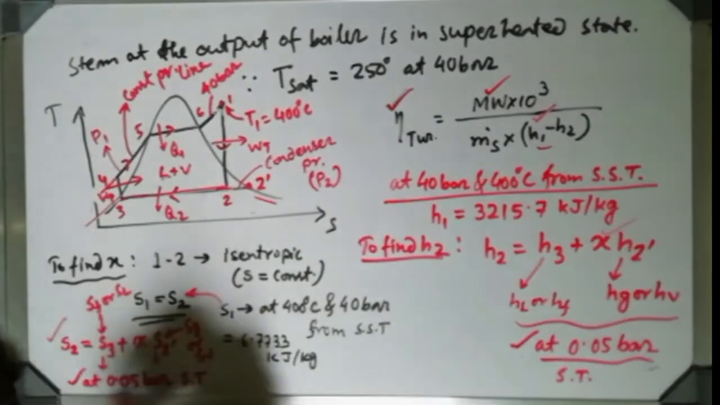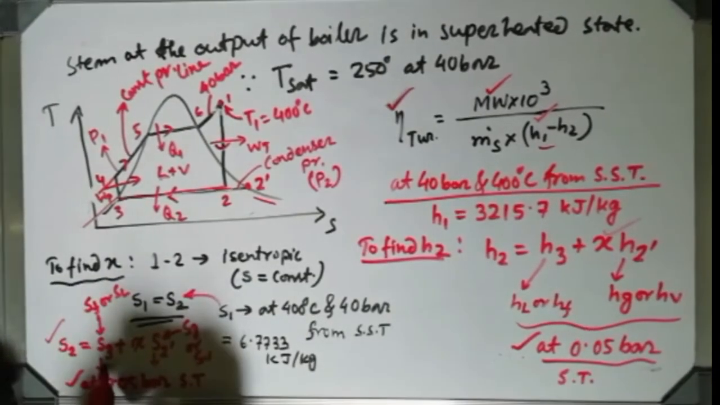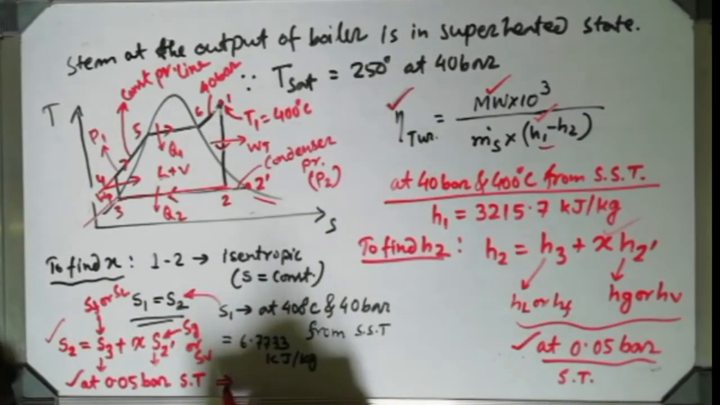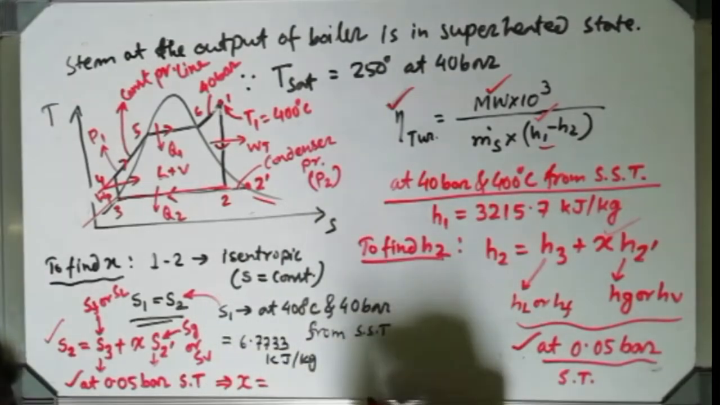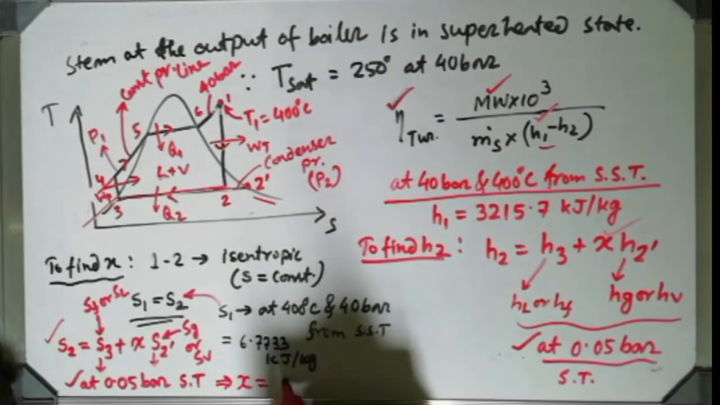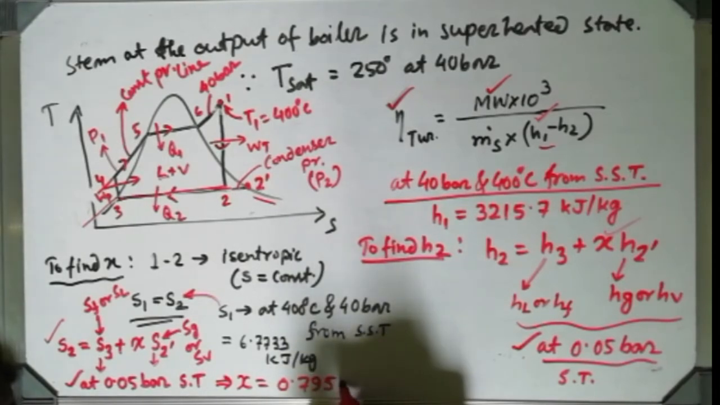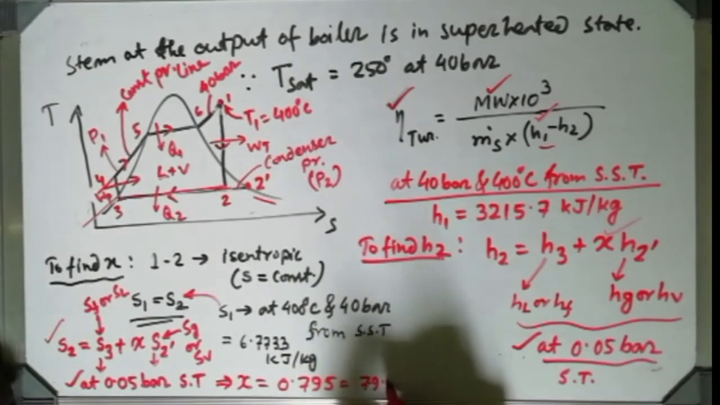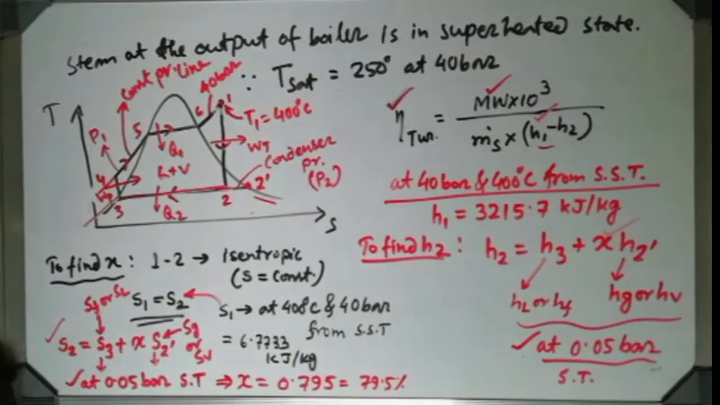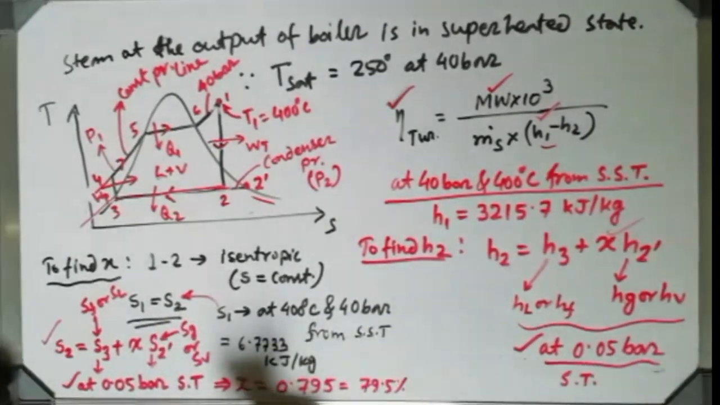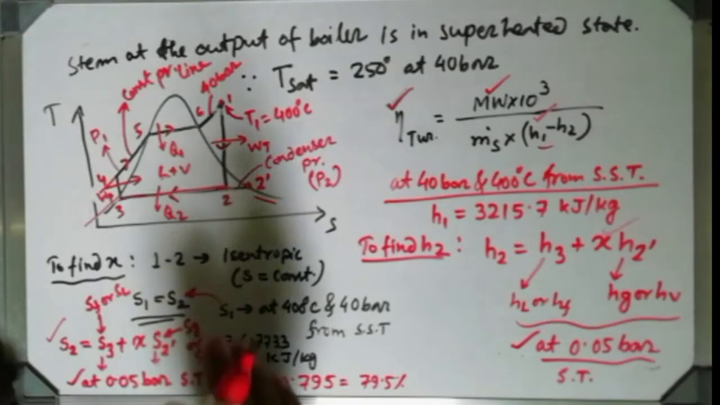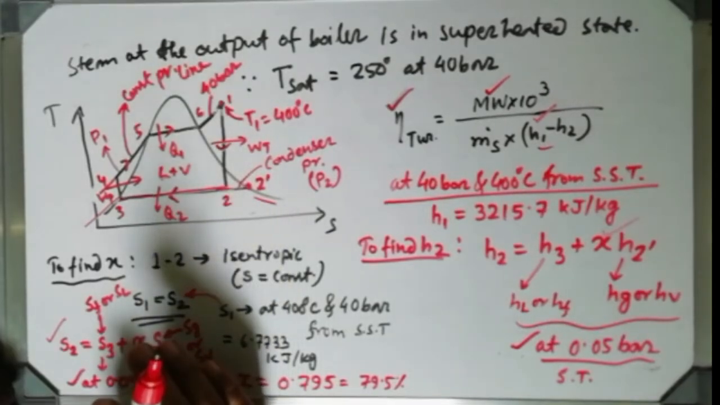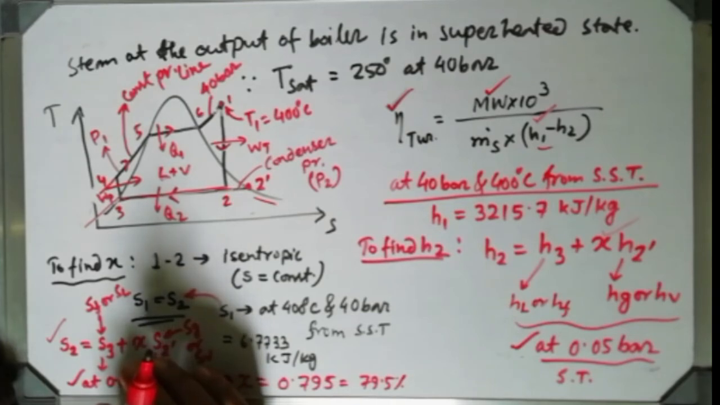So now see this expression. S2 is known, S3 is known, S2 prime is known. From there you can get the value of x. And I have already found that the x value is coming 0.795. That means 79.5% of the steam is dry. That is the dryness fraction value. From here you are getting the answer to the question, what is the quality of steam at the output of the turbine. That is the answer.